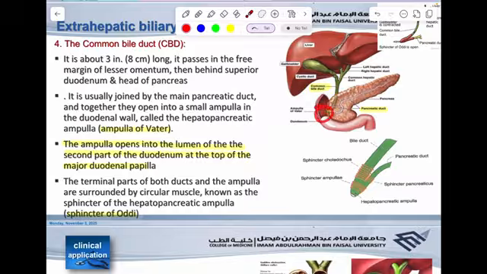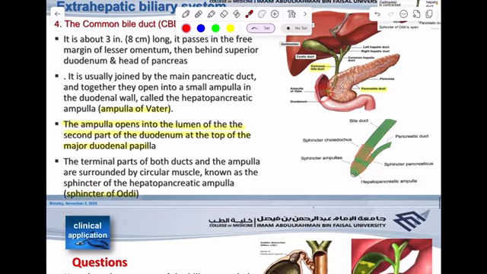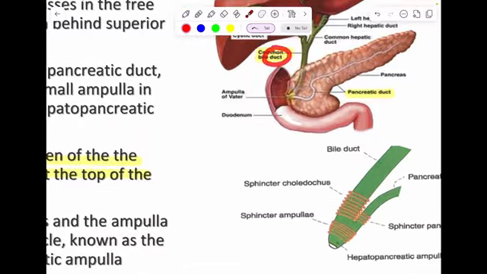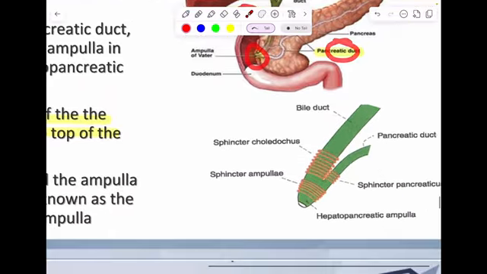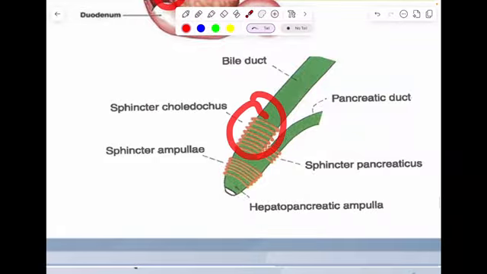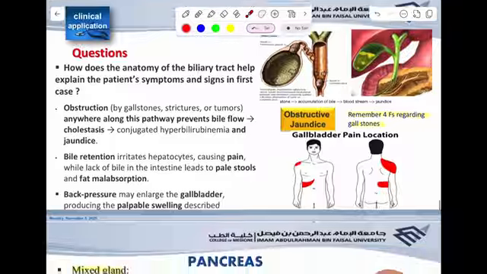زي ما انتم شايفين هنا, the duodenum. وبعدين, the terminal parts of both ducts as well as the ampulla are surrounded by circular muscle. This is known as the sphincter of Oddi. So عندنا, where both of these ducts end, as well as at their junction, زي ما انتم شايفين هنا, we have these circular rings of muscle known as the sphincter of Oddi.